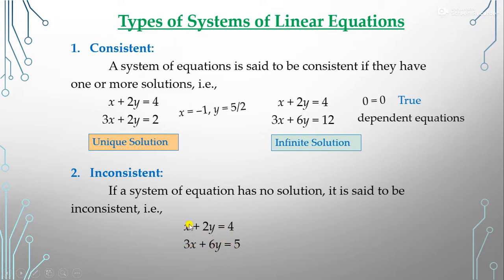When you subtract, these terms cancel out, and on the left side you have 0. On the right side it becomes 7. Is it possible that 0 is equal to 7? No, this is false, right? It is not possible that 0 is equal to 7. It means these equations are only parallel. So in this case we can't find a solution, so we say there is no solution here.